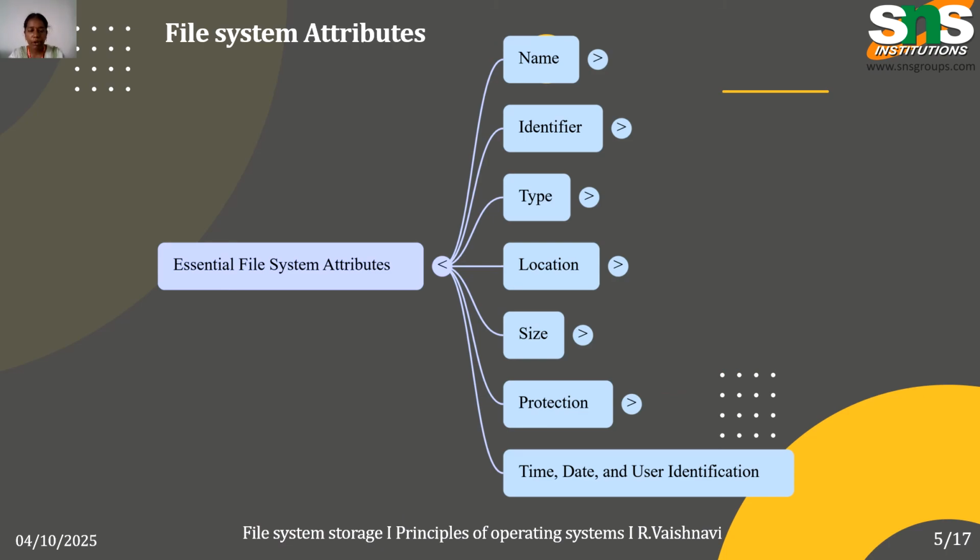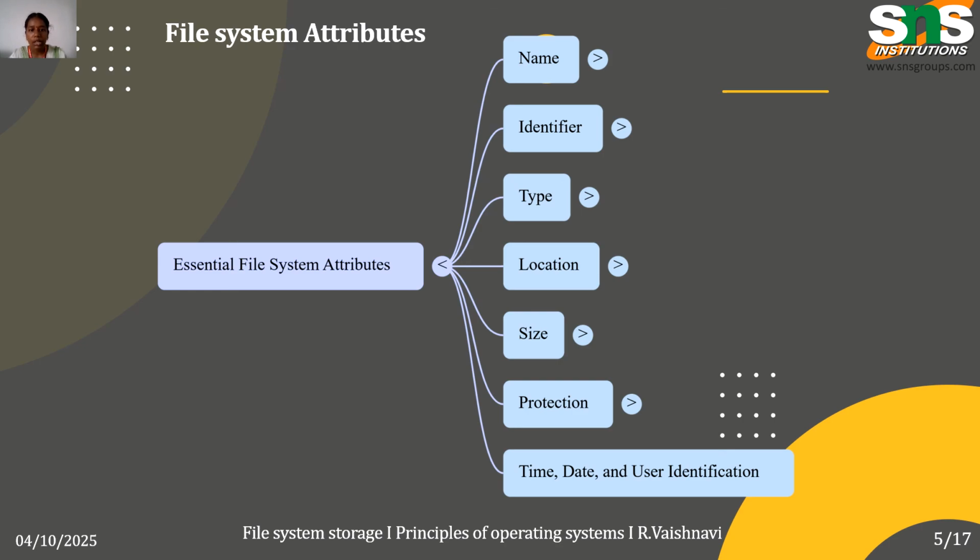In file system attributes, we have the name, identifier, type, location, size, protection, and time, date, and user identification. In name, we see the file name. In identifier, we have a unique ID for each file. Type tells which type the file belongs to, for example a Word file or Excel file.